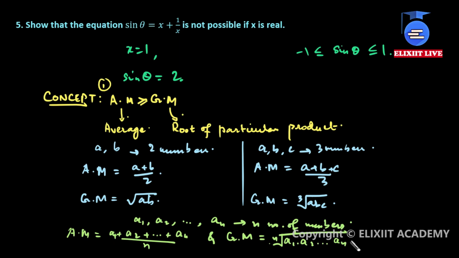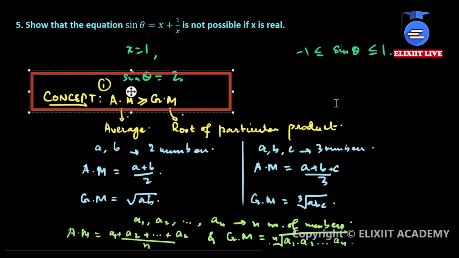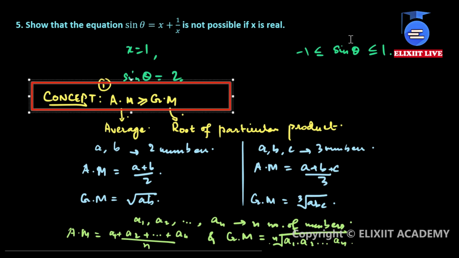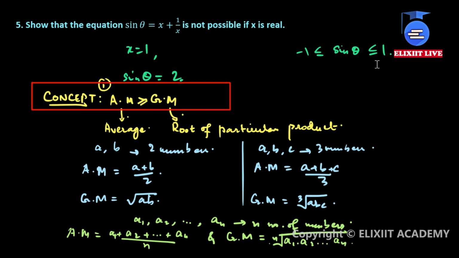So if the definition is clear, then overall this is the inequality which you need to remember, that AM is greater than or equal to GM. Very, very important inequality. Now, what is the purpose of this inequality in this particular question? The purpose is to analyze the right hand side, which is x plus 1 by x.